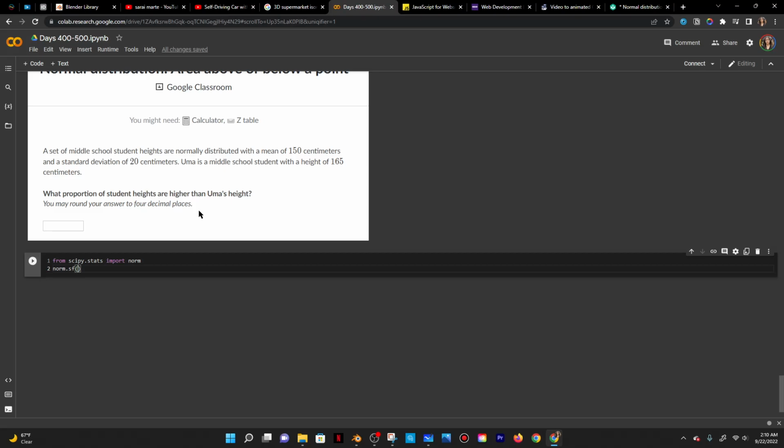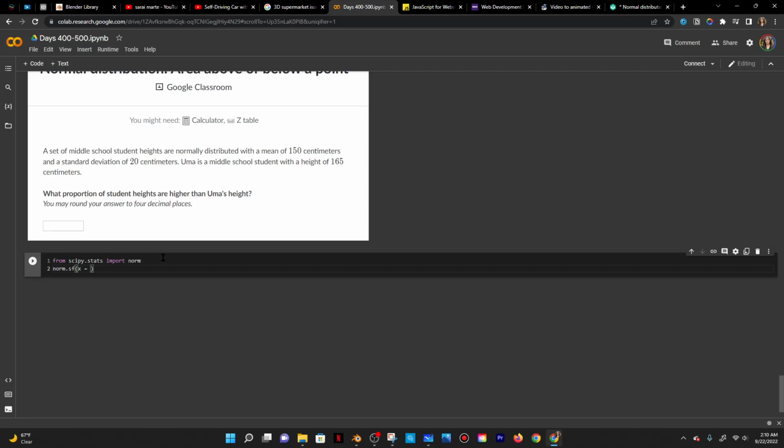In Python, it's a bit different because CDF only finds the proportion or the area below a point. So really, we are looking for 1 minus CDF, which is the equivalent of SF. SF is literally just 1 minus CDF. So you would use it if you're finding the area above a point, and you would use CDF if you're finding the area below a point. But we're looking for the proportion of students' heights that are higher than Uma's height.